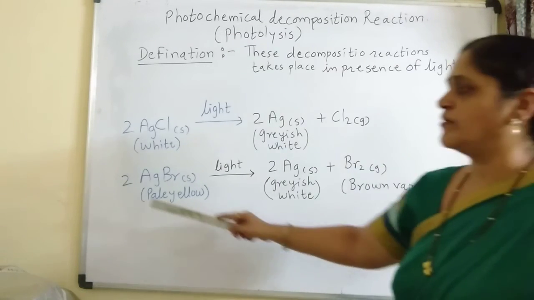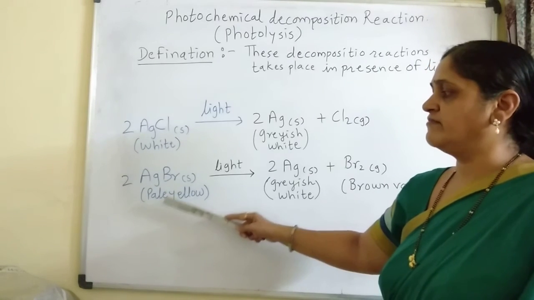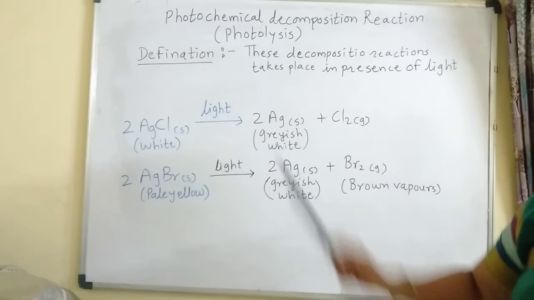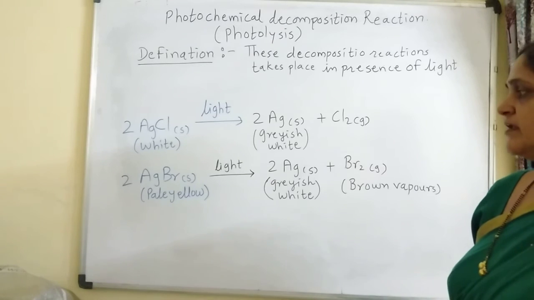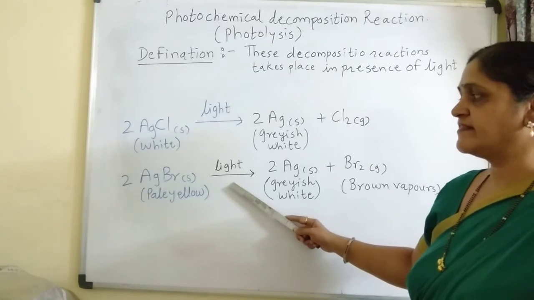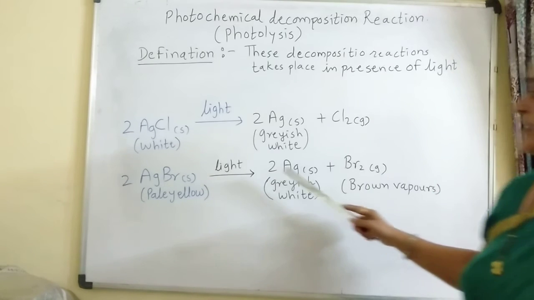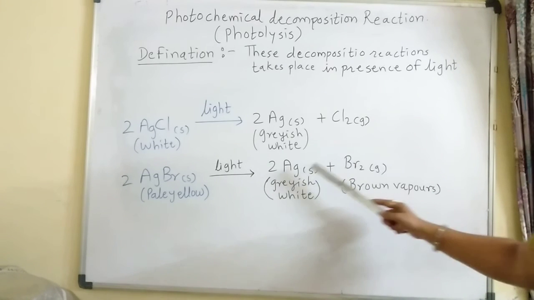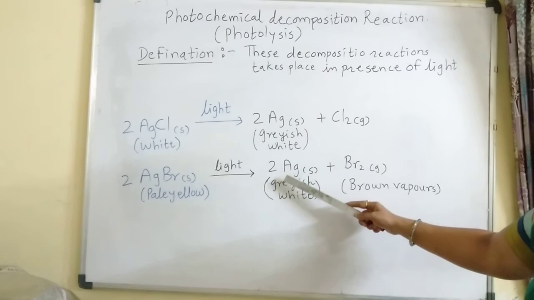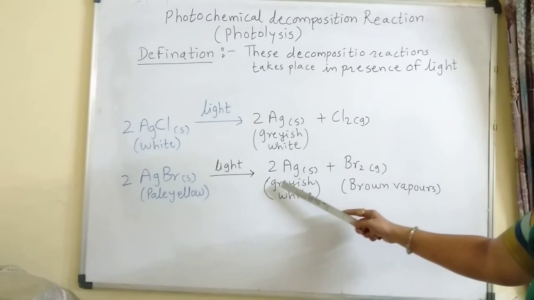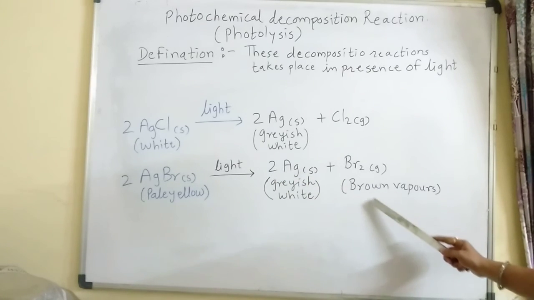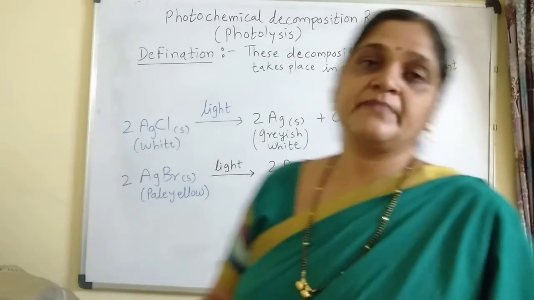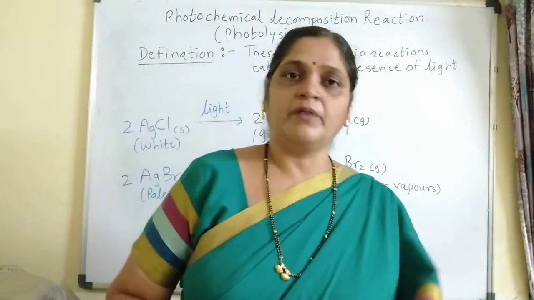Similarly, another compound, silver bromide, has pale yellow crystals. When they are kept outside in the sunlight, they also decompose into silver and bromine vapors. So here again you will get grayish white silver plus bromine vapors, which are brown in color. Now here the light may be sunlight or bulb light.